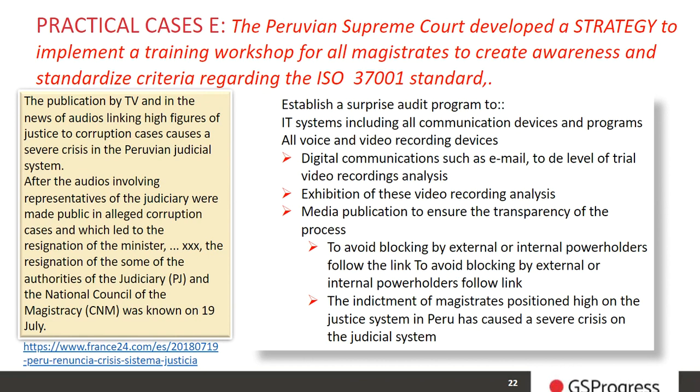So nobody could escape this corruption. That's why the digital communications, from email to trial video recording analysis. We asked for a specific law to get the authorization to dig inside the computers of every one of the people in this organization chain.